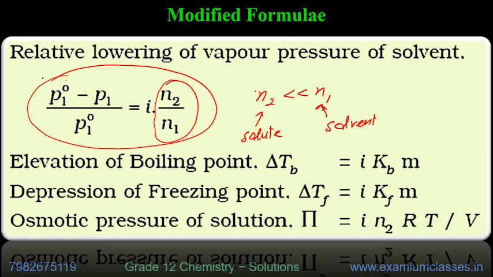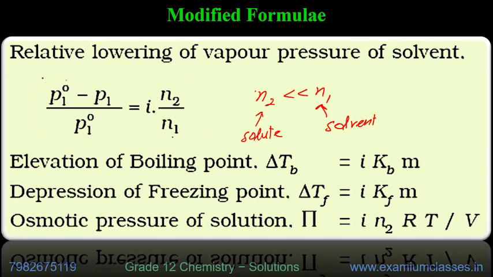Then N2 by N1. Otherwise, it was N2 divided by N1 plus N2. We introduced Van 't Hoff factor i here. Similarly, in boiling point, delta TB equals KB m, we introduced Van 't Hoff factor i. Delta TF equals KF m i.